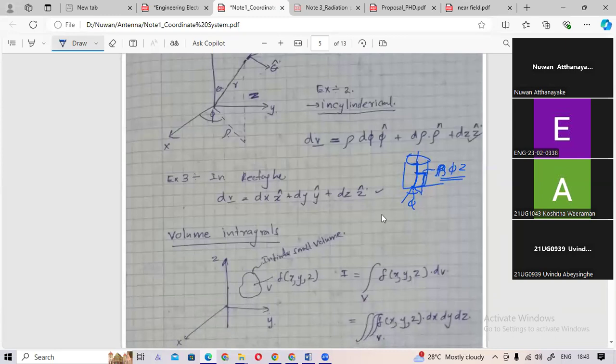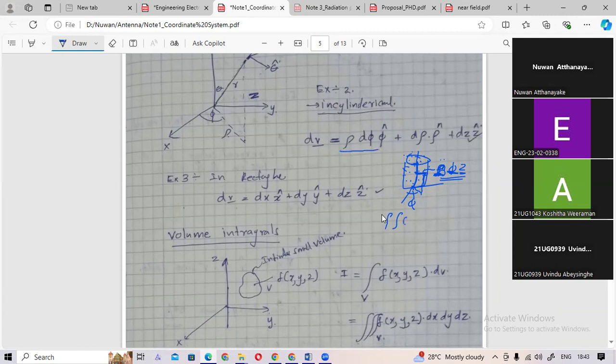Okay, so if you want to find the surface integration, that is the surface of this cylinder. Then you have to do the integration with respect to φ and z only. Rho is not there, because if you consider the rho, it will be a volume. So you have to do this integration with respect to φ and z.